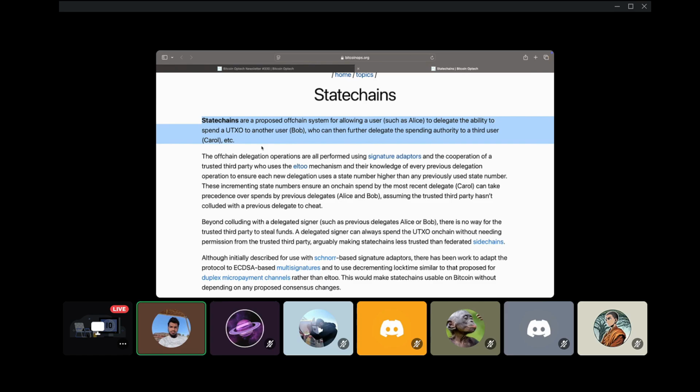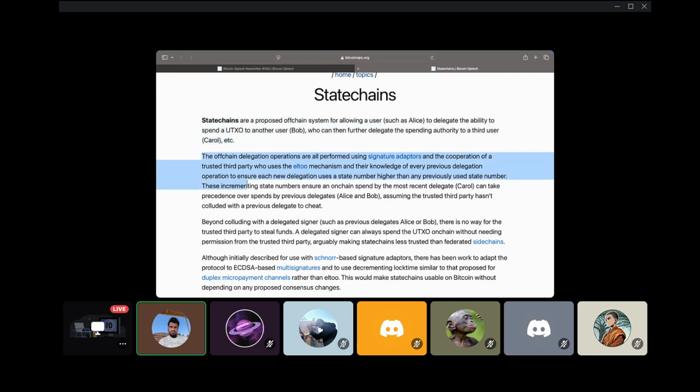What state chains do is, state chains are a proposed off-chain system for allowing a user such as Alice to delegate the ability to spend a UTXO to another user, Bob, who can then further delegate the spending authority to a third user, Carol, etc. So you don't have to make actual payments on the mainnet. You don't have to embed this information on the blockchain. You don't have to actually mine the transaction. Off chain, you can transfer the ownership of a UTXO from one person to the other person. So if Alice owns a UTXO, she can delegate the ability to spend the UTXO to another user, that is Bob, who can further delegate the spending authority to a third user, that is Carol.